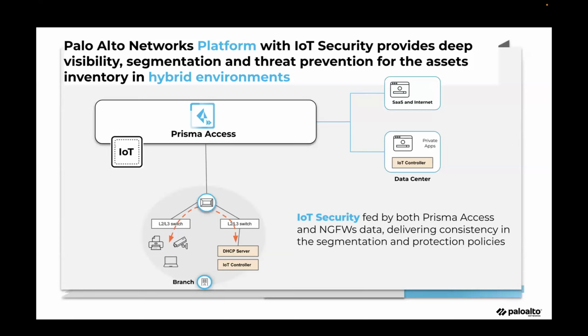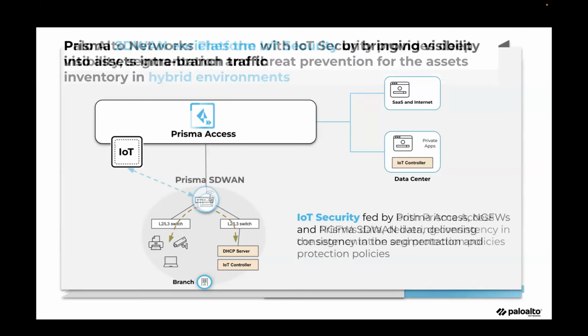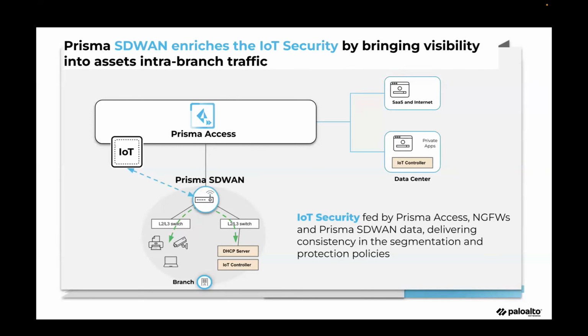But obviously, again, talking about the reality in the field, right? There might be cases where I might have a very tiny branch where I might not have a firewall in there, right? And there's still significant IoT or assets traffic happening locally in that particular branch, right? I want visibility ideally into that traffic as well. So again, applying the richness and the completeness of our SASE solution, right?